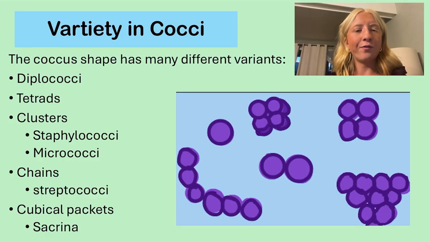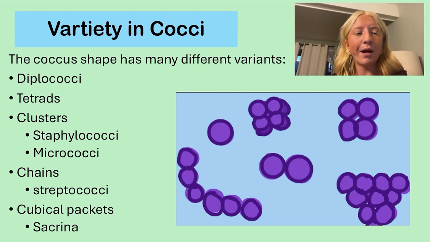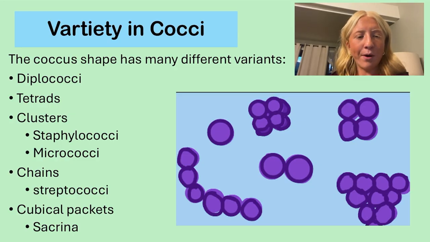So I'm going to talk about the variety in cocci. We have diplococci, which occur in pairs of two. We have clusters like the staphylococci and micrococci. Staphylococci is like the bottom right shape. It's like a pyramid almost. It's an irregular cluster. Then we have chains.